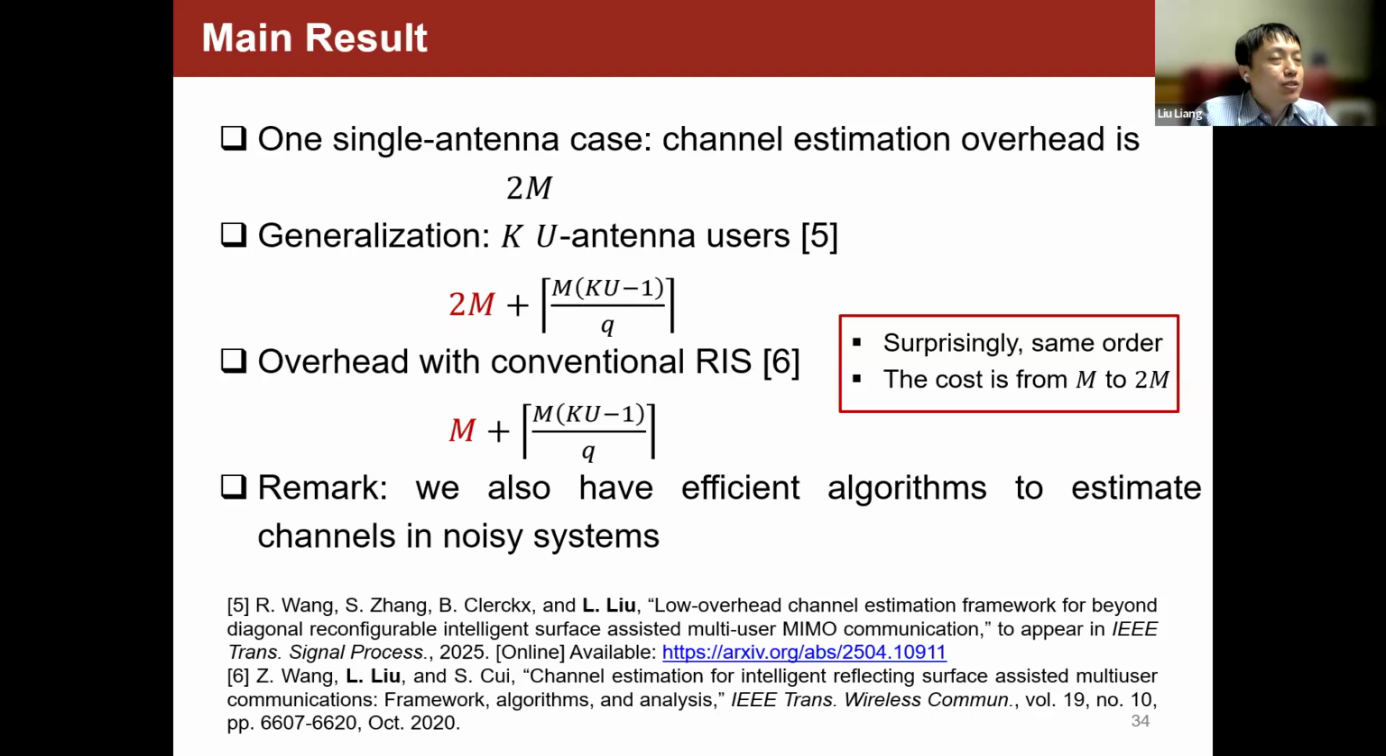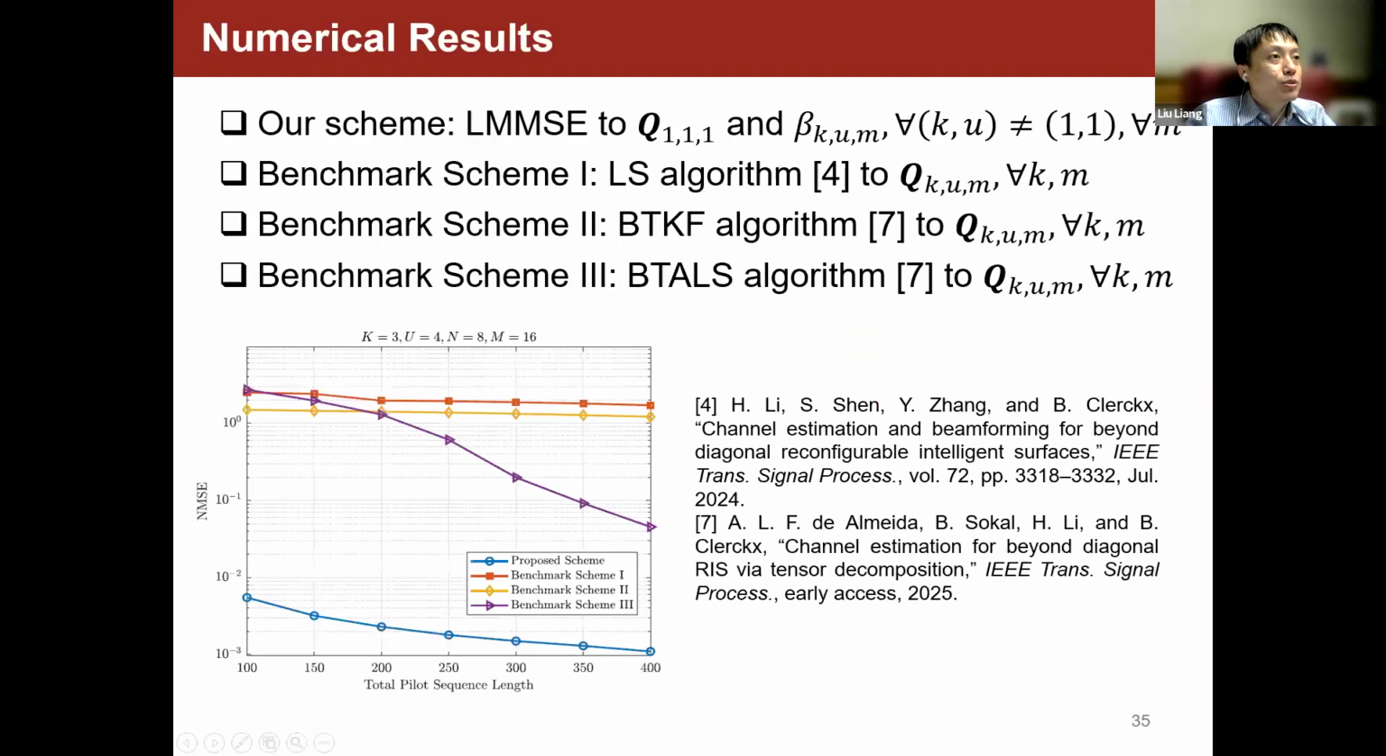And if the channel estimation overhead is similar and we have higher beamforming gain in the BD-RIS aided communication, so overall the throughput can be anticipated to be larger, right? And this gives the conclusion that in the future it's very promising to use BD-RIS to improve the network throughput.